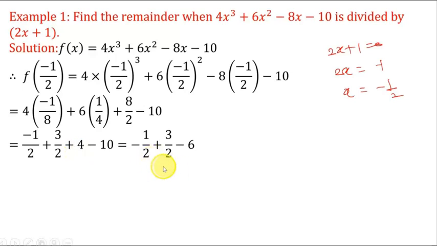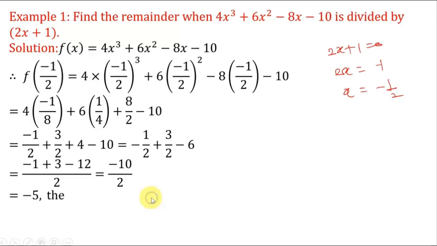Now here the base is the same. Therefore, minus 1 plus 3 is 2, 2 upon 2 is 1. Then 1 minus 5, then 1 minus 6, you will get minus 5. Or you can simplify it like this: minus 1 plus 3 minus 12, taking the LCM, this whole divided by 2, that is nothing but minus 10 upon 2. Therefore, minus 5 is the remainder.